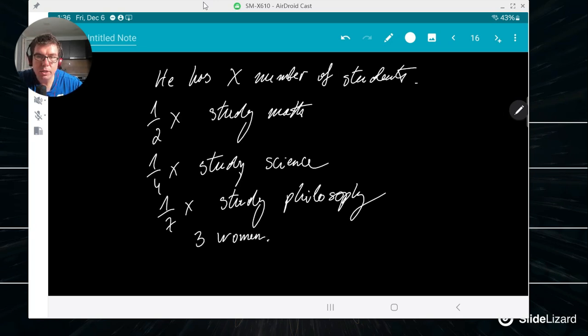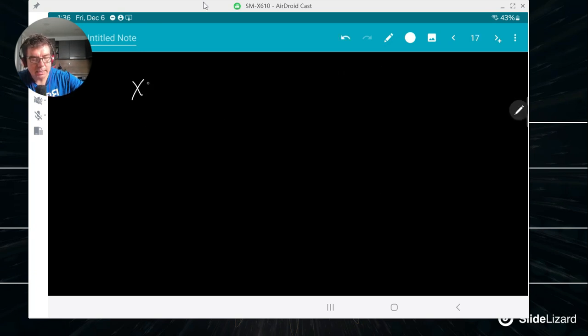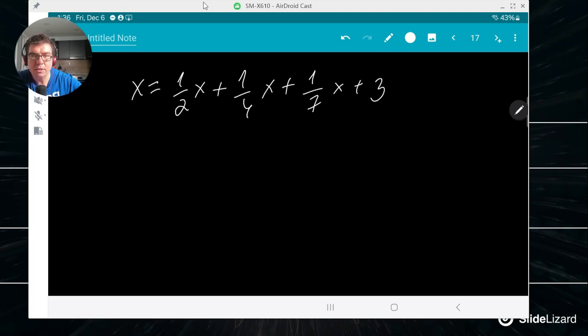So you see how we are given various groups of students. 1/2 studied this, 1/4 studied that. If we sum together all these various groups of students, we get the total amount. So our equation would be simply X, which is the total amount, equals the sum of the various groups: those who study math, plus those who study science, plus those who study philosophy, and finally plus the women.